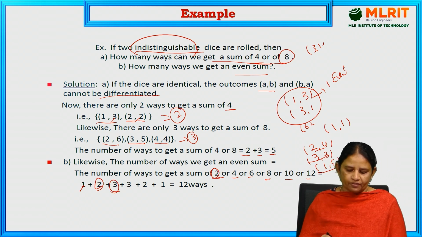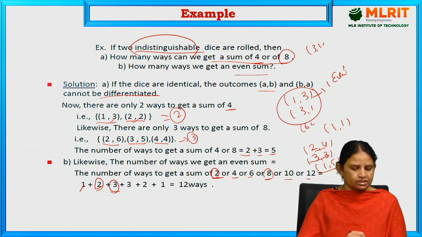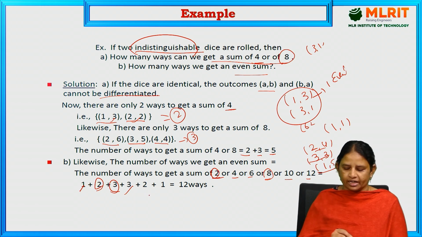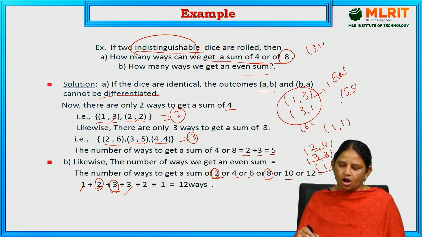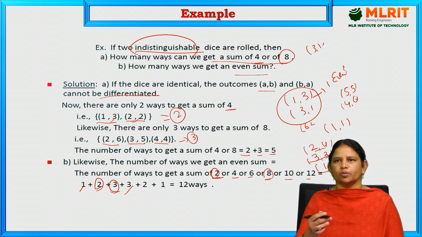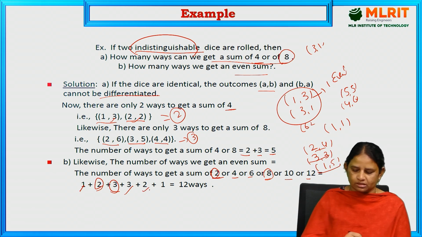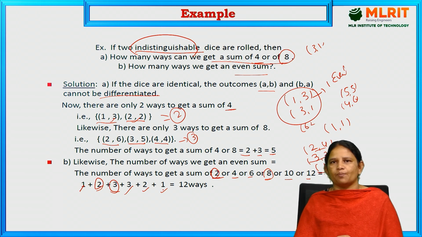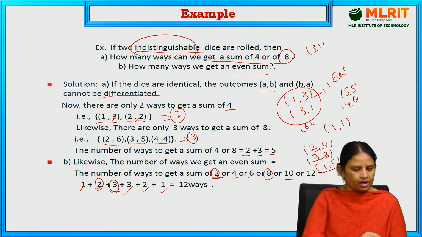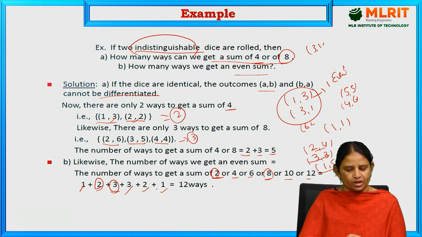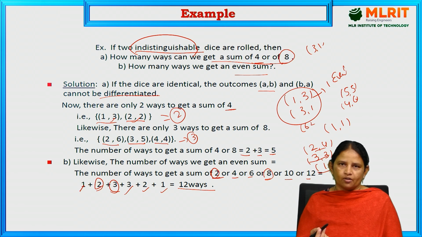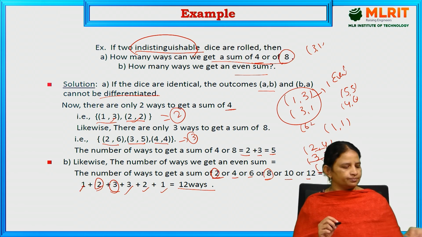Next, how many ways can we get 8? 3 ways: 2, 6, 3, 5, 4, 4. Next, how many ways can we get a sum of 10? That is 5, 5, and then 4, 6. Don't write 6, 4 because it is indistinguishable. There are 2 ways. For 12, 6, 6 only. So the total number of ways to get an even sum is 1 plus 2 plus 3 plus 3 plus 2 plus 1, in total 12 ways.